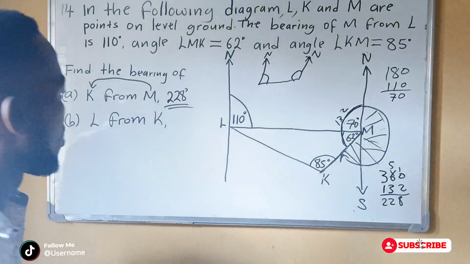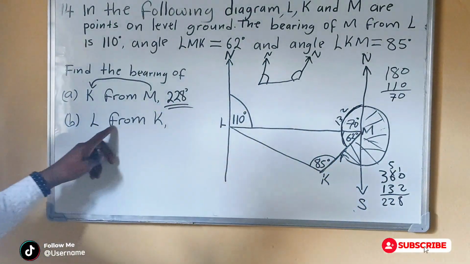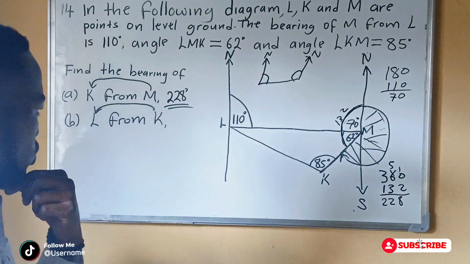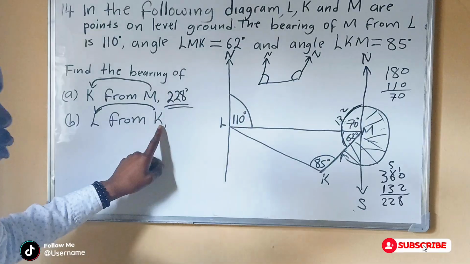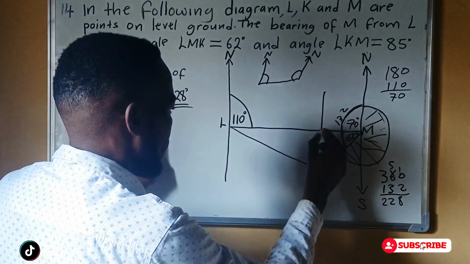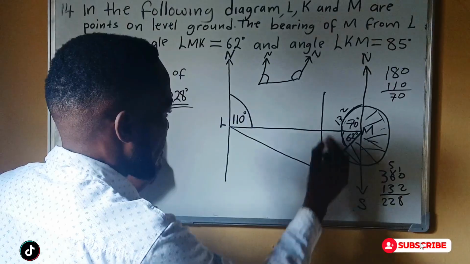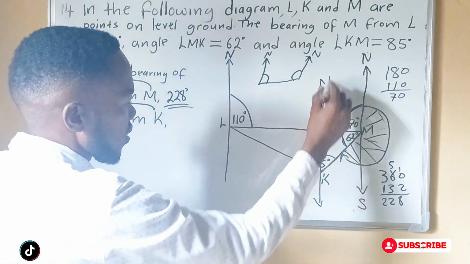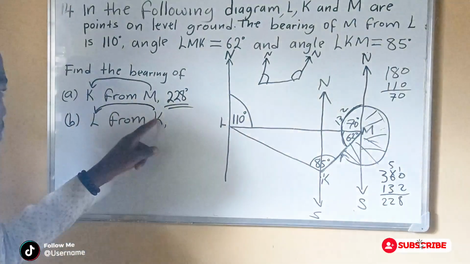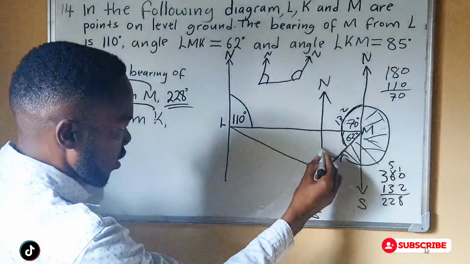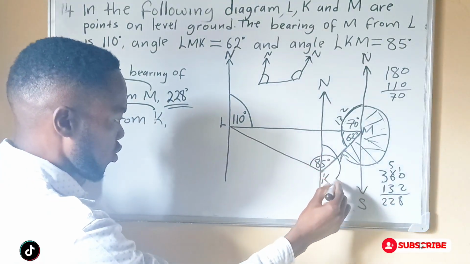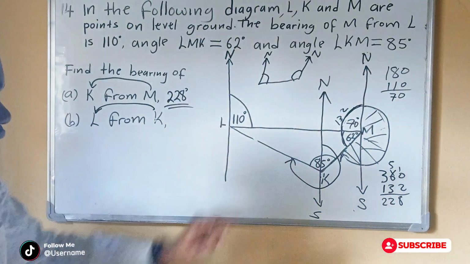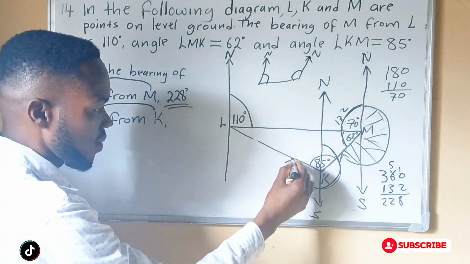That's the bearing. The second question was saying the bearing of L from K. That means you are moving from K, you are going to L. So you go to the point where there is K, and you create a north side. You can even create a north and a south where there is K. You start from K here, you can start from anywhere, and you go to the side where there is L. The bearing that they wanted is this bearing.